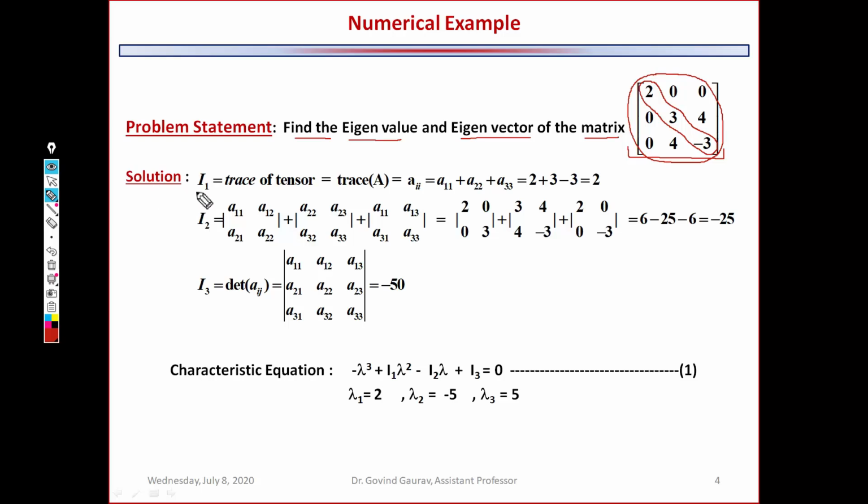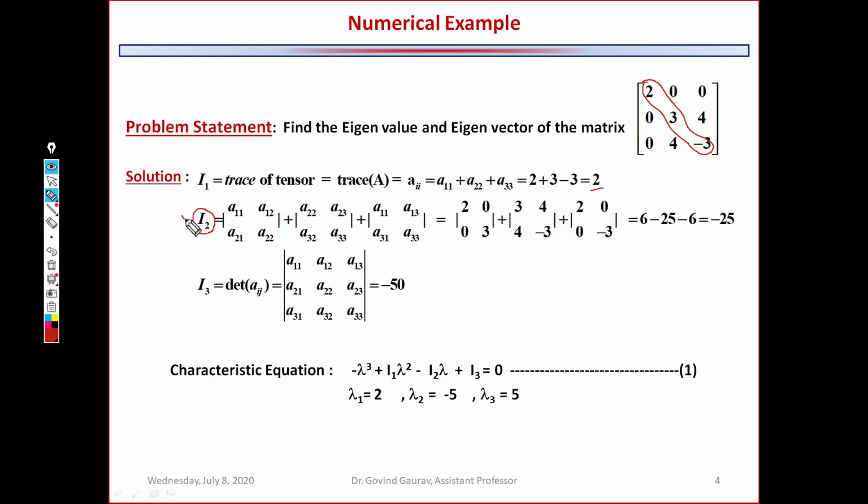So the value of I1 we can calculate from the previous equations we have seen. The value of I1 is the sum of all the diagonal elements. So what are all the diagonal elements? These are the diagonal elements. It will give us the value of I1 which is equal to 2. The value of I2, again from the characteristic equation, the different notations we have used are I1, I2 and I3.